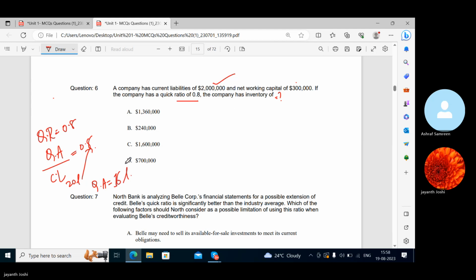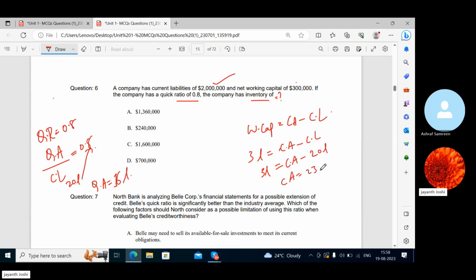So working capital is what? Working capital is current assets minus current liabilities. 3 lakh is the working capital. See, if I get current assets, I can easily find out my inventory balance. I know my current liability is 20 lakhs, correct? So current assets minus 20 lakhs is 3 lakhs. If I take 20 lakhs there, current assets is 23 lakhs, right?